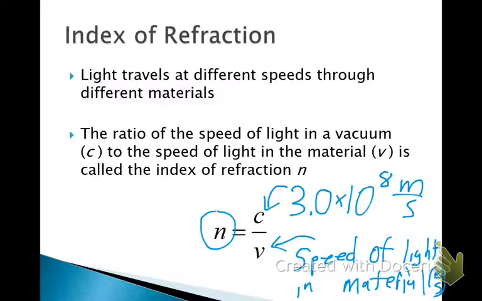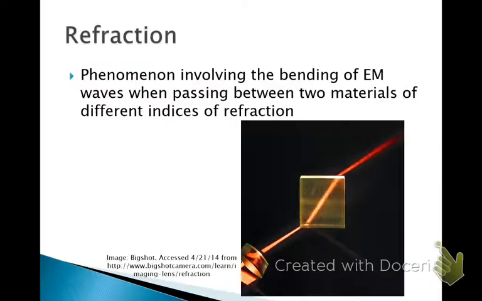And since it's just a simple ratio, it is unitless. So when you get these materials, you just get a number for their index of refraction. From that number, you can tell exactly how fast light is traveling through it. And that's not all. You can also tell how much light will bend as it passes through that surface.